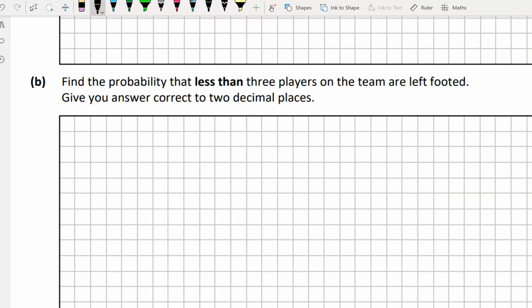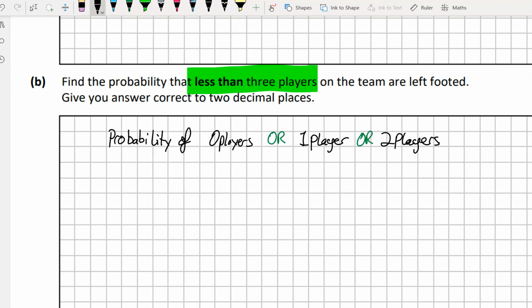Next we have to find the probability that less than 3 players in the team are left-footed. So we have to do less than 3 players, that means no players, 1 player, or 2 players. Given that I already know what P is, and what Q is, and what N is, I can do Bernoulli trials for each one of them, and I remember that OR means I'll add my results.